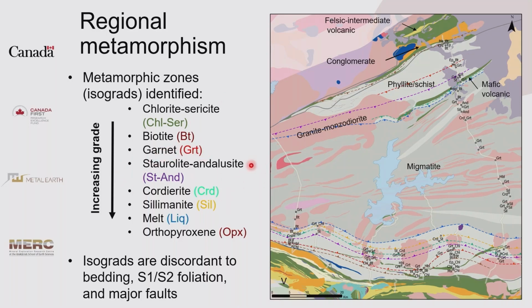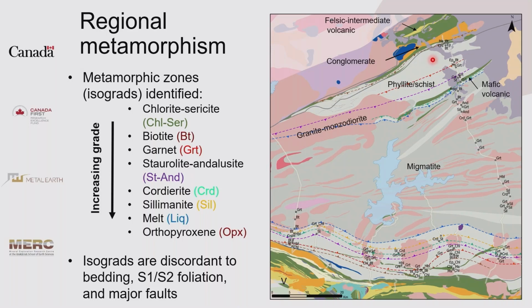Cordierite is shortly after, cordierite and sillimanite. And then in the center, we're getting migmatites and locally orthopyroxene. Not shown on this map, but most of the orthopyroxene is actually going to be to the east in the Manitouwadge area.